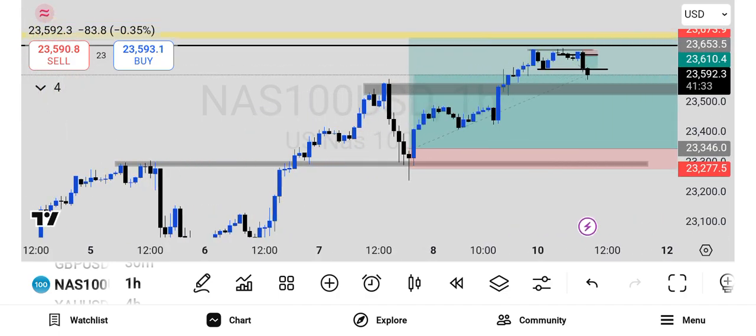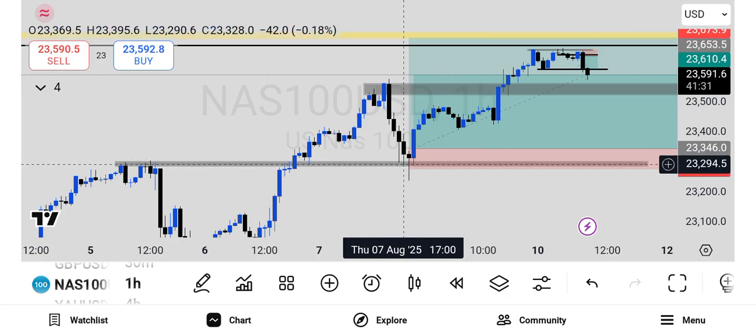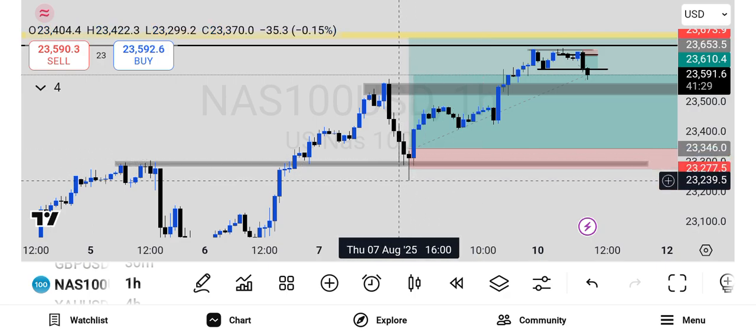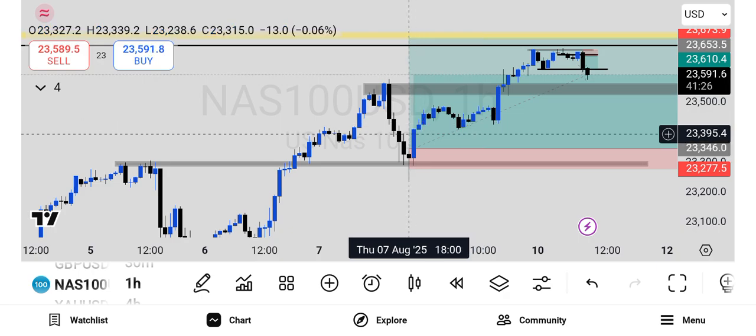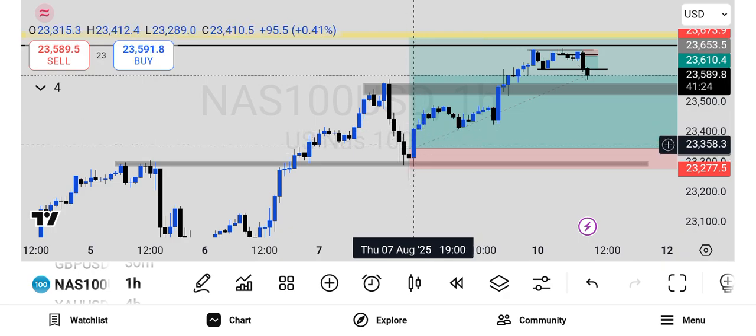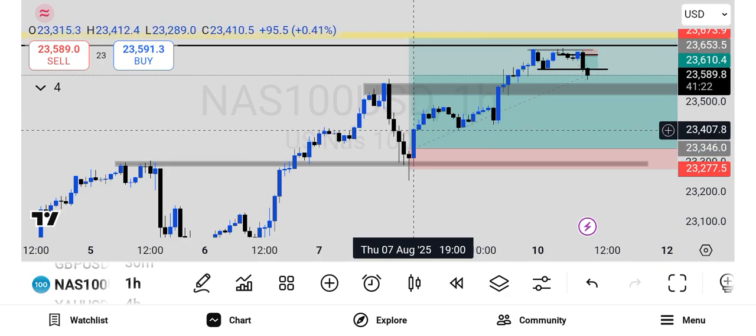As you can see closely, price started to reject at this level right here, and then it formed this bullish engulfing, sort of like a hammer candlestick. This is a bullish candlestick with high momentum. Sellers were few in this candlestick.